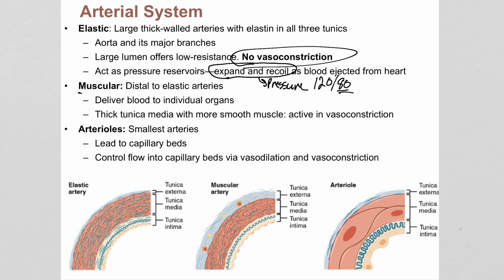All right, muscular arteries. Muscular does not mean that they lead to muscles, although some of them do. It means they have a lot of smooth muscle in the wall of the artery. These are one of the sets of blood vessels that are active in vasoconstriction, and the idea is they're regulating exactly how much blood you deliver to individual organs.